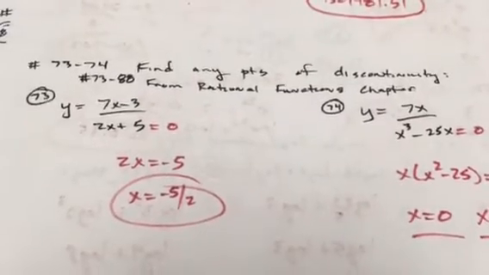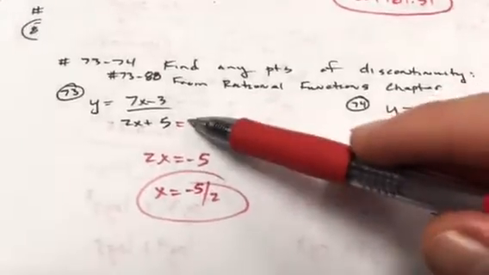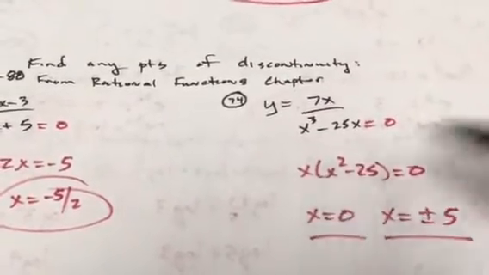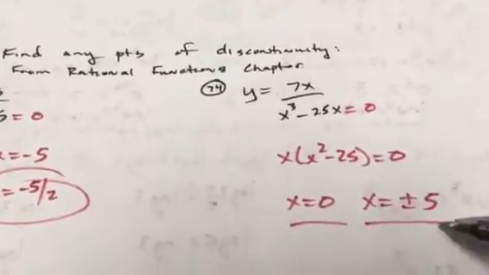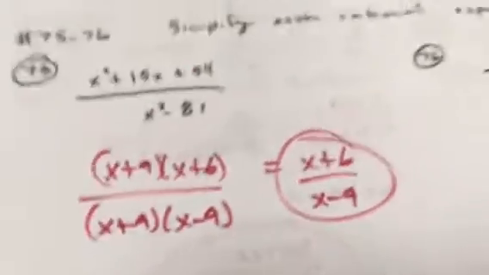A discontinuous point is when the denominator is 0. All right, so set the denominator equal to 0. Factor out the x. Get x is 0 and x is plus or minus 5. Now, I didn't ask whether it's a horizontal asymptote or a hole, it just wants the discontinuous points. What is x not allowed to be?